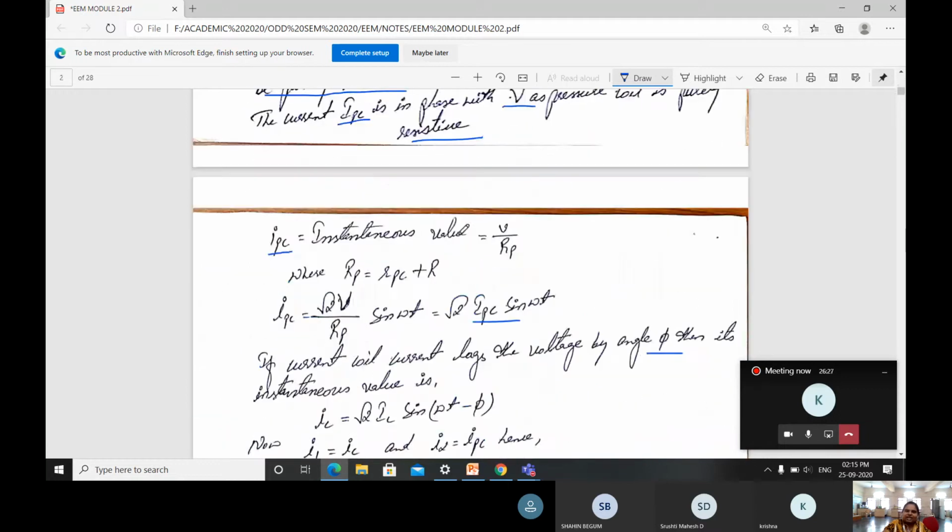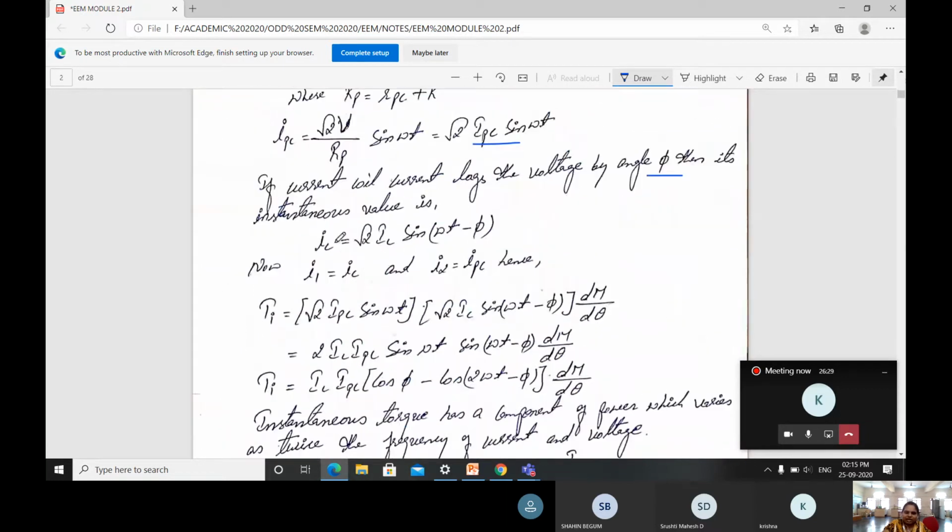I am going to consider here a small IC. That is, IC is going to be taken as square root of 2 IC sine omega t minus pi, the main current which is flowing; it is lagging, for that reason it is minus pi. Then I1 is going to be taken as IC, the current coil, and from the pressure coil I2 is taken as IPC.